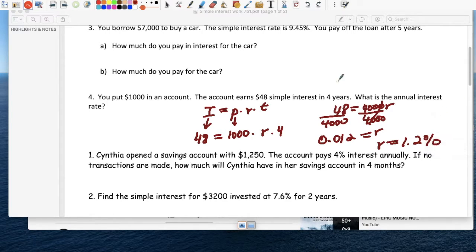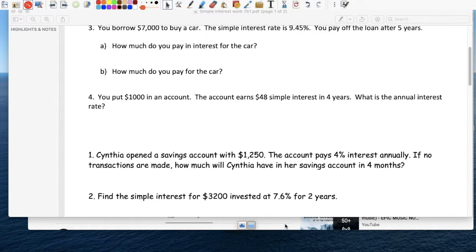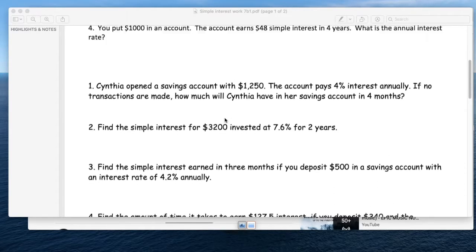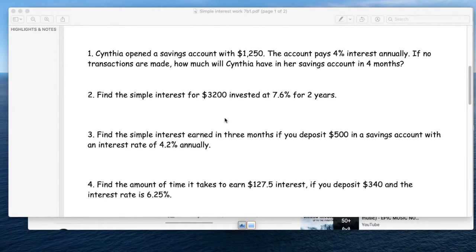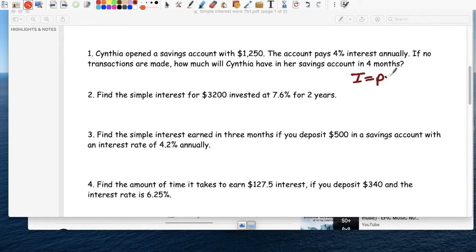Okay. So for the bottom 4, I also want you to do this. Cynthia opened a savings account. So again, very straightforward. Cynthia opens a bank account. She deposits $1,250. That's her principal. Interest rate of 0.04, and she left it for 4 months, which is 4 out of 12, right?